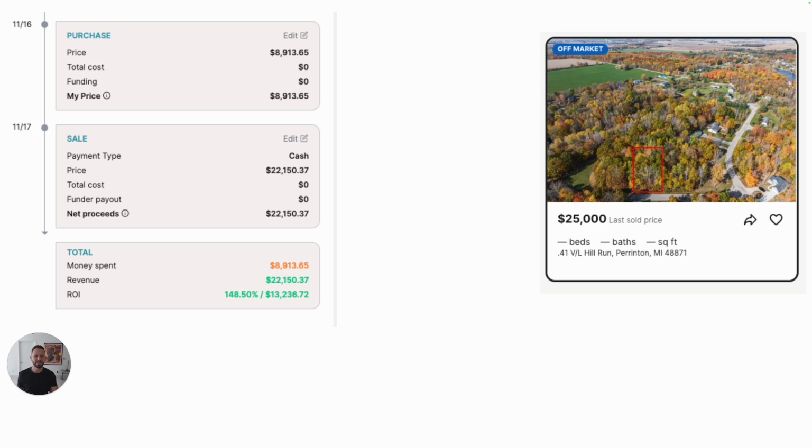And the reason I did that is because I had this deal that I sold for $25,000. You can see I bought it for $800 to $900, that's with title fees, all that type of stuff. And then I sold it for $22,000, that was less realtor and title fees, stuff like that. And I walked away with about $13,000 in profit.